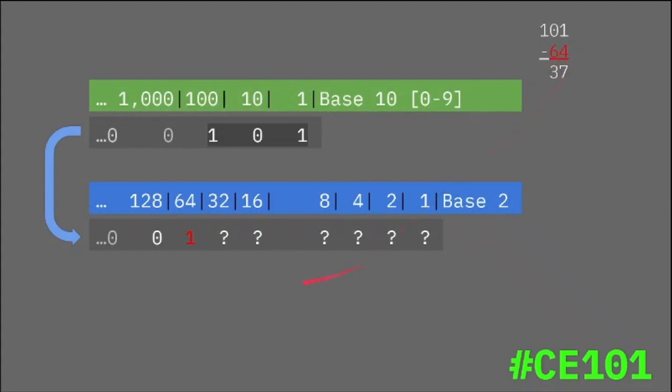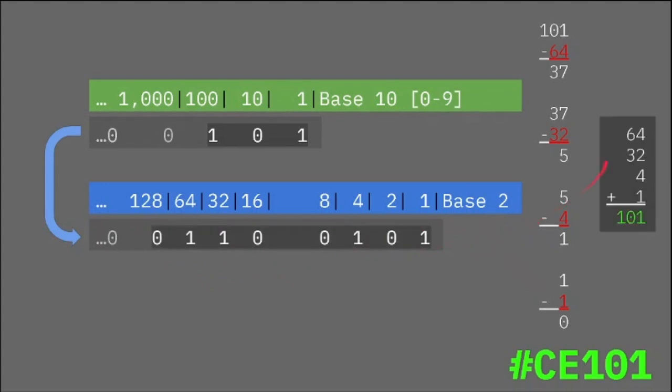Repeating this process, we next pick the 32's place, leaving 5 left over. Then the 4's place, which leaves 1 left over. And finally, picking the 1's place finishes it off, leaving 0 left over. So now we have a binary number, 01100101, and adding up the values of the digits we selected, we can verify that it does indeed equal 101.